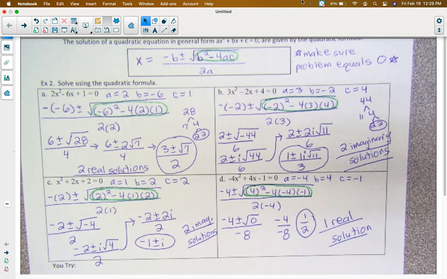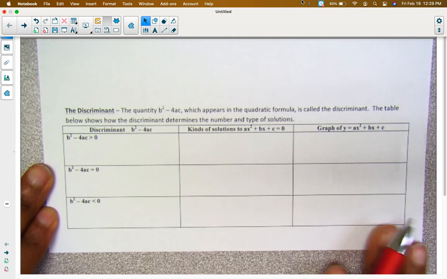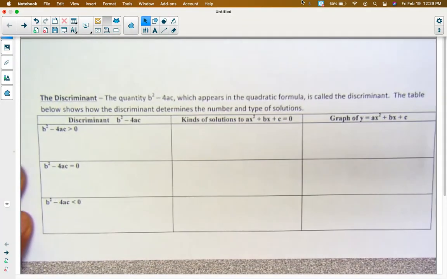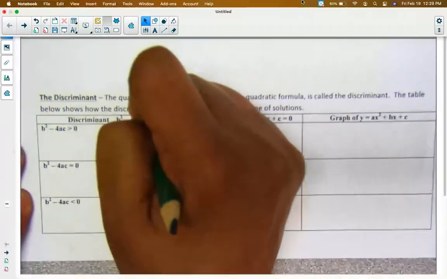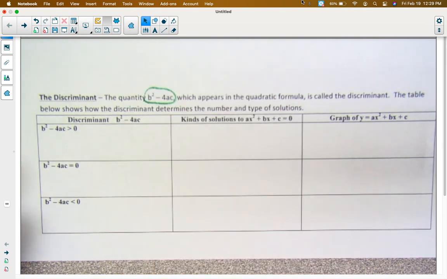So let's write out how we know what type and how many solutions we have after we've gone through and done the quadratic formula. The discriminant is b squared minus 4ac. So this is the discriminant, not the whole formula, just this section right here. This tells us the number and type of solutions that we have.